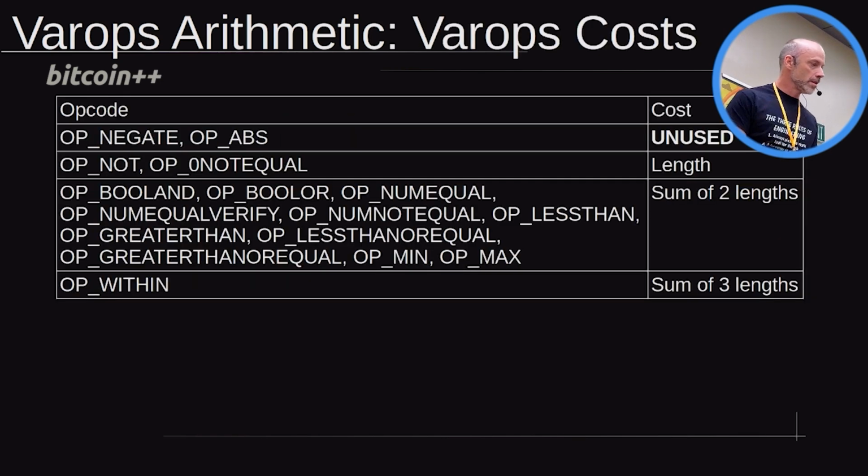If we do this, we end up with something that looks like this. Here's how much everything costs. OP_NEGATE and OP_ABS are unused. They don't even make any sense anymore. We don't have signed things. So potentially 2 more OP_SUCCESS opcodes. But every other comparison is pretty much exactly what you'd expect, right? This is straightforward. Okay, well, that's cool.